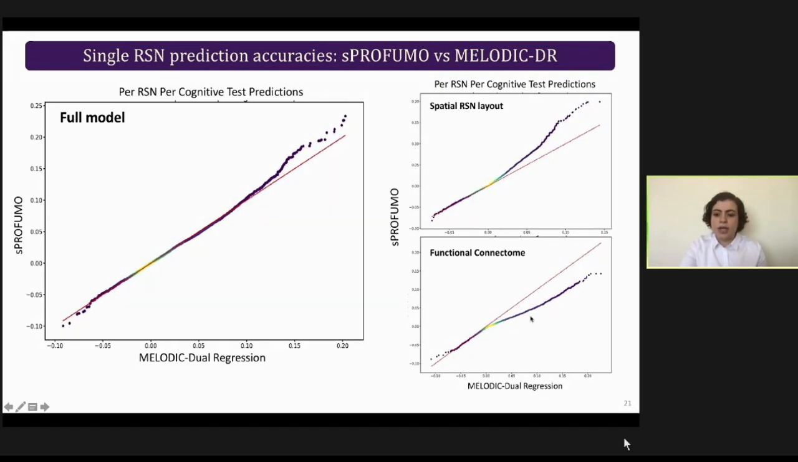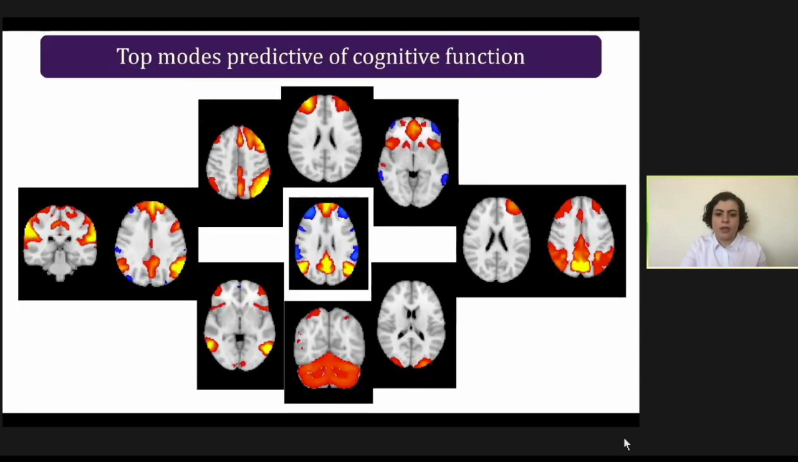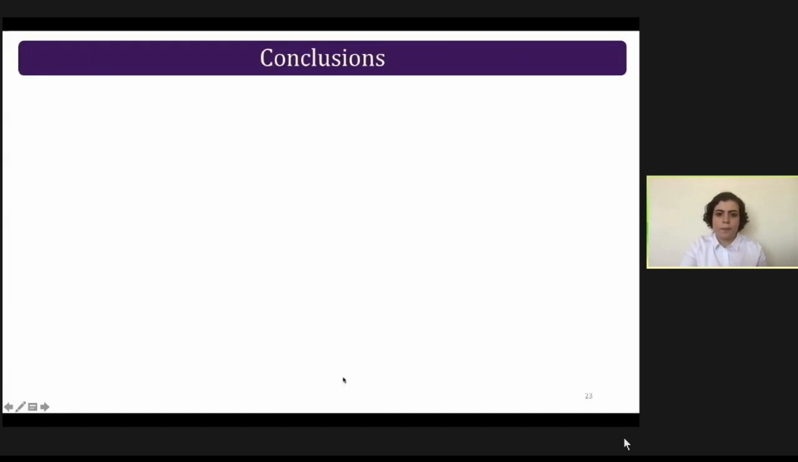And this is in line with the recent publications that I mentioned from Bijsterbosch and Harrison in terms of interpretability of functional connectivity of the two models. And these are the examples of the best performing modes for predicting cognitive tests. Most of them are distributed, such as default mode network, but there are some also combined, such as this visual mode or this cerebellar mode.